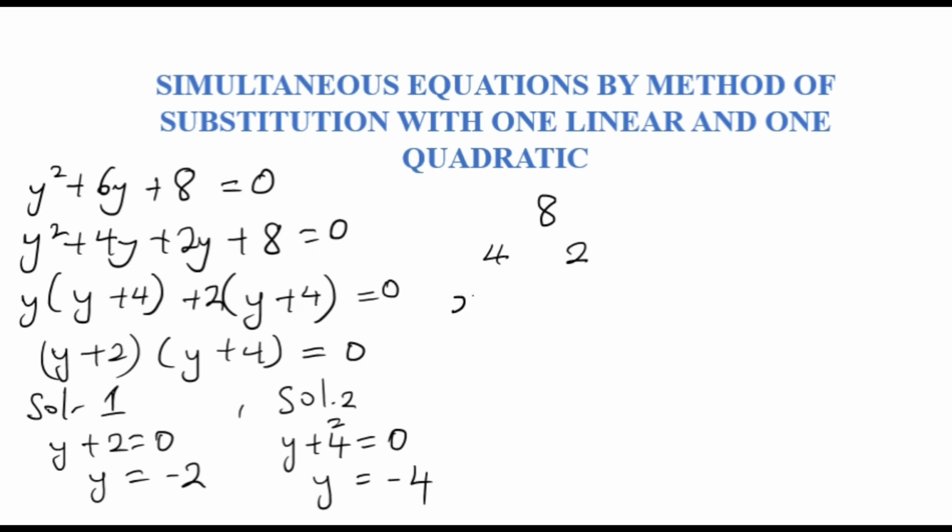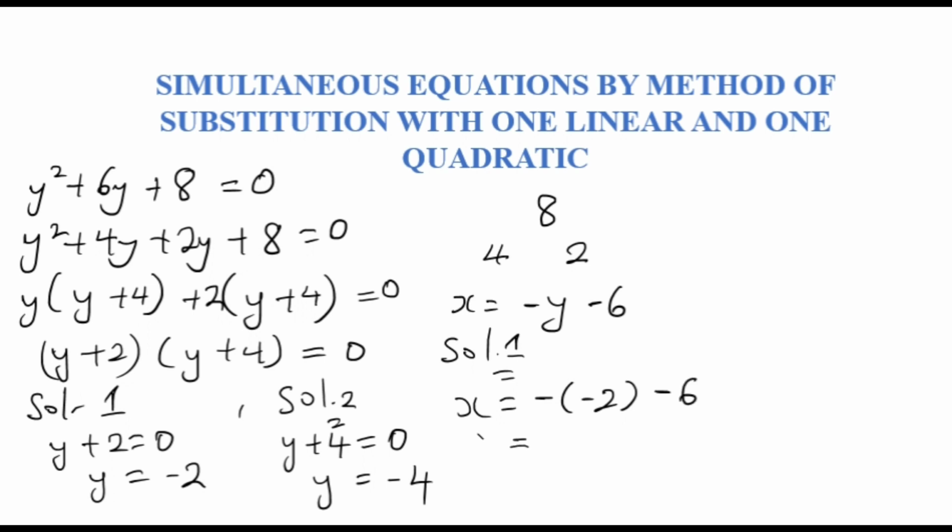And now we have x to be minus y minus 6 when we made x the subject before. So you insert both values. So solution 1, x equals, we take the first value of y for solution 1, which is negative 2. So minus negative 2. Always be careful so you don't miss one of the negatives. Minus minus 2 minus 6. x equals 2 minus 6. x equals negative 4.